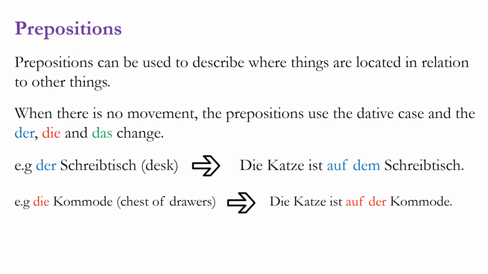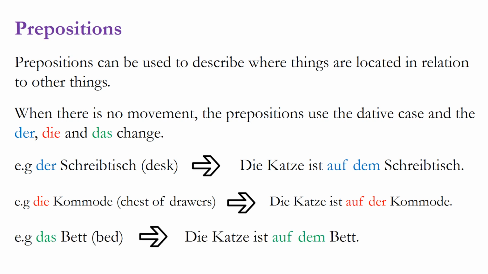If we have die Kommode, the chest of drawers, feminine, if we want to say the cat is on top of the chest of drawers, it would be die Katze ist auf der Kommode. If we have das Bett, the bed, that's neuter, we'd say die Katze ist auf dem Bett. I'd like you to take a moment now to pause the video and make a note of this. The key thing is to remember auf dem, auf der, auf dem.